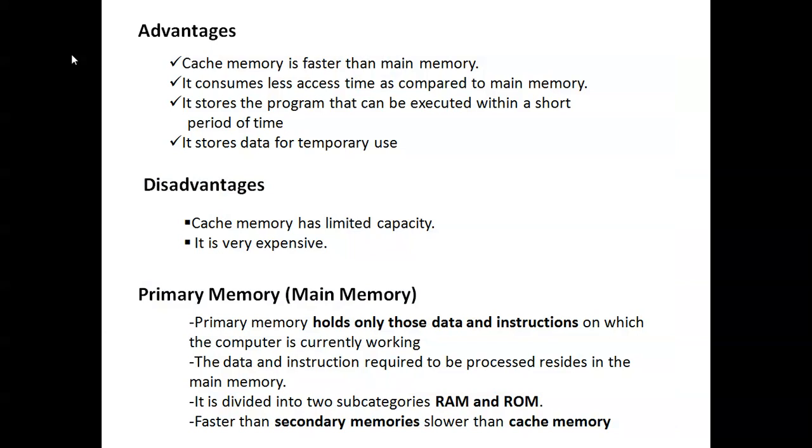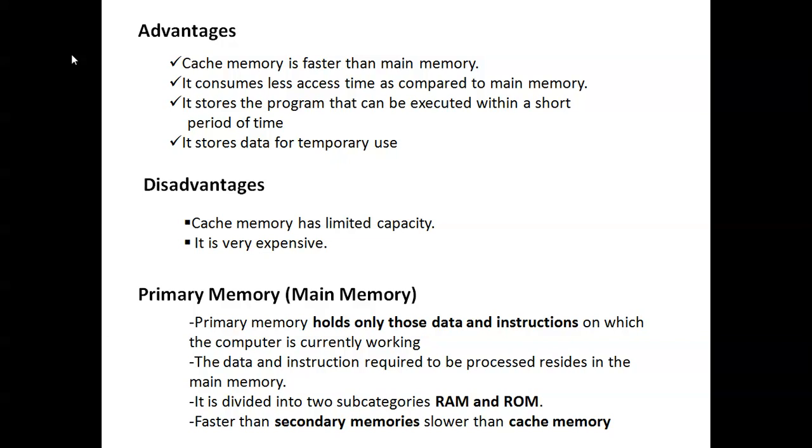So what is the advantage of cache memory? Cache memory is faster than main memory, yes, we know, and it consumes less time compared to main memory. It stores the program and executes it within a short period of time. Again, we talk about only speed. You store the data for temporary use. That's the important one. So it is fast. It's the main part. It executes very shortly. Everything is working except that the data storage is temporary.